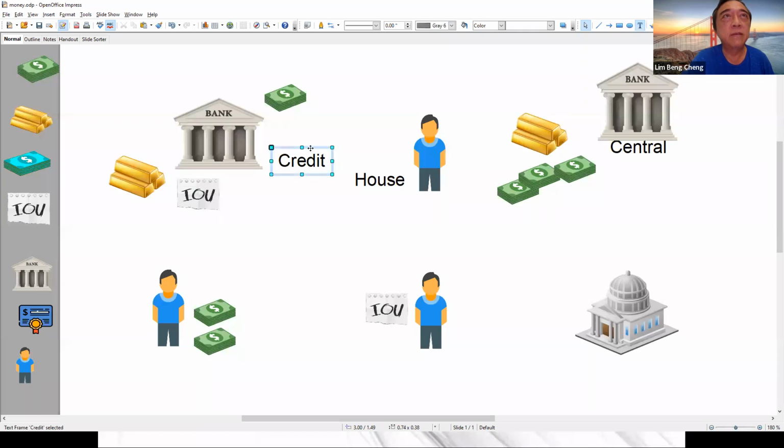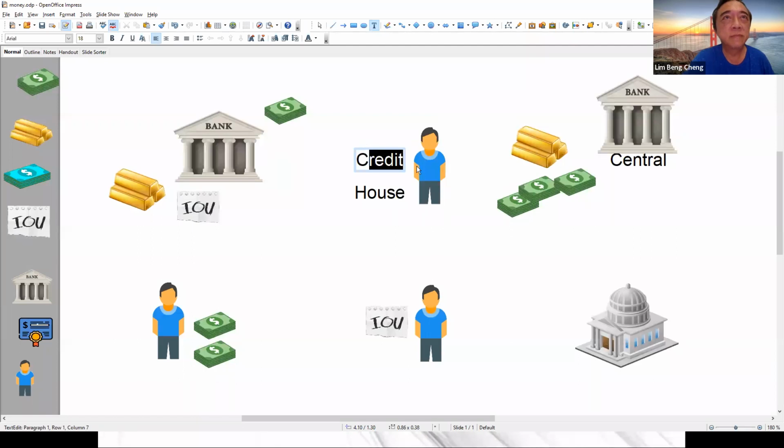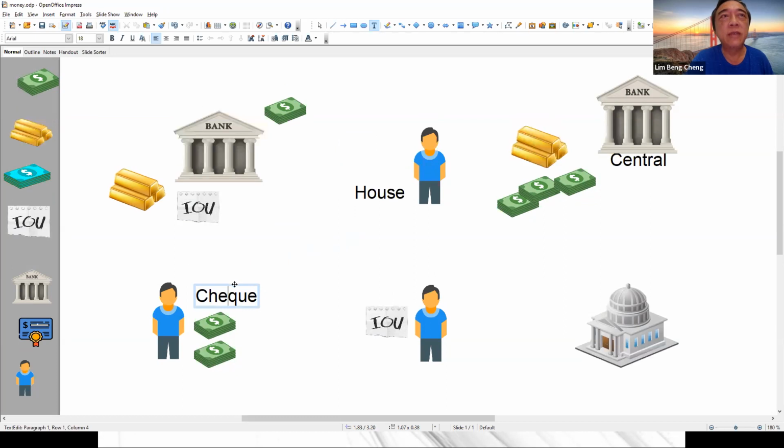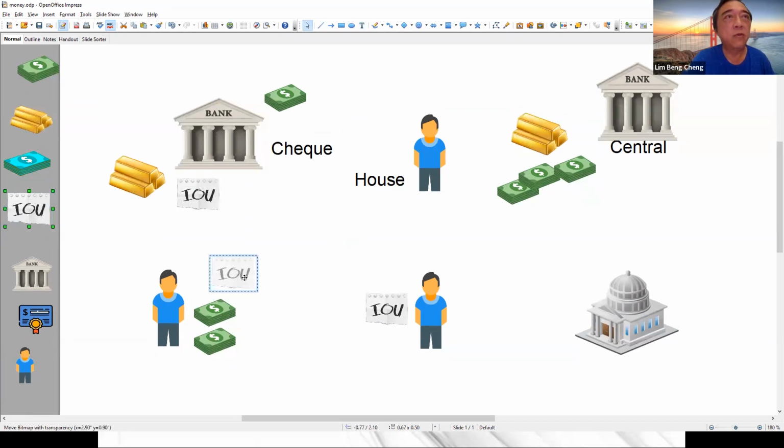Let's say the bank issues him a credit, a check. Okay, issue him a check. This check is given to him to buy the house. So now this person got a house, this person got a check, and the bank has no money to lend out also, and this check eventually gets deposited into the bank, and then the bank issues him an IOU.